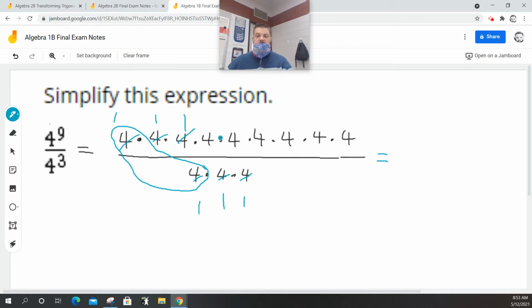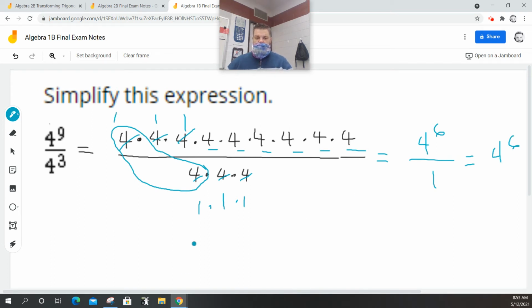So now let's multiply it out. I've got 1 times 1 times 1, and then 4 times itself 6 times. How do I write that? 4 to the what? 6th power. And then what goes on the bottom? 1 times 1 times 1. Just 1, right? So what does that equal? 4 to the 6th power.